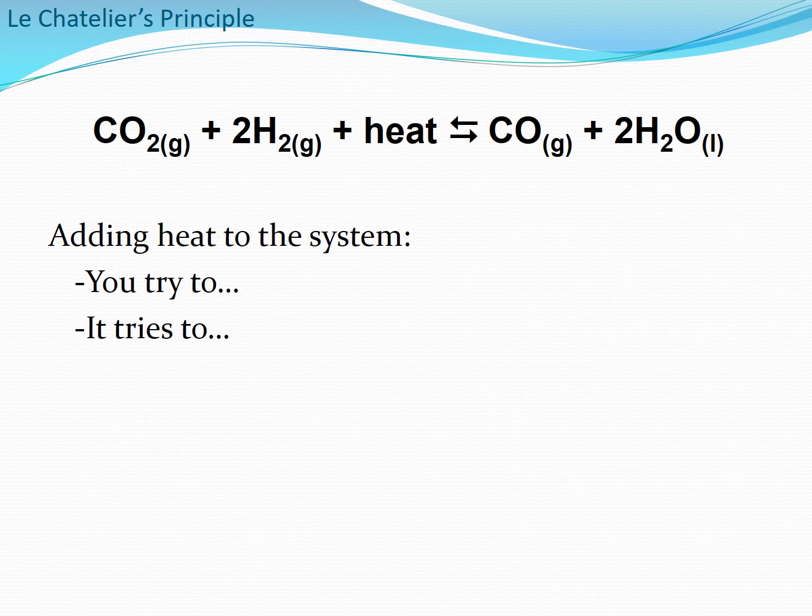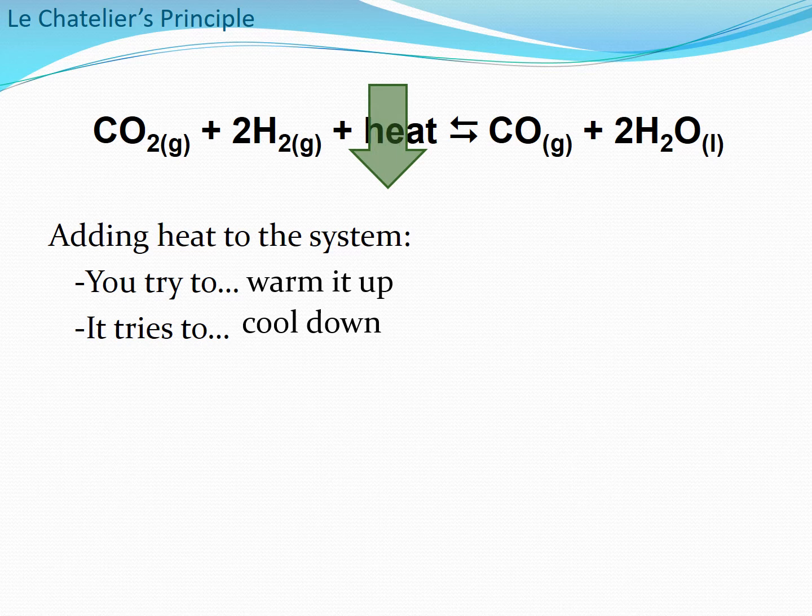So let's start off with this reaction. Carbon dioxide and hydrogen react with heat to make carbon monoxide and water. Now let's say we add heat to the system. That means I'm trying to heat the system up, I'm trying to warm it up. So that means the system's going to try to cool it down, because it always does the opposite of what I'm trying to do. And in order to cool it down, it's going to shift to the right. Because when it shifts to the right, it's going to make more carbon monoxide and water. And at the same time, it's going to use up carbon dioxide, hydrogen, and heat. So the carbon dioxide, hydrogen, and heat will decrease with a shift to the right. So a shift to the right will allow it to decrease heat.